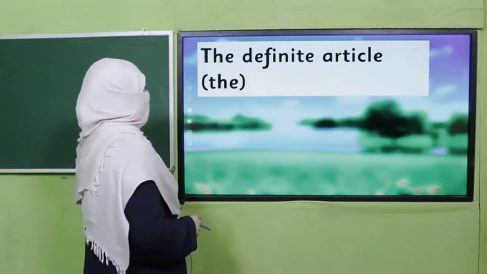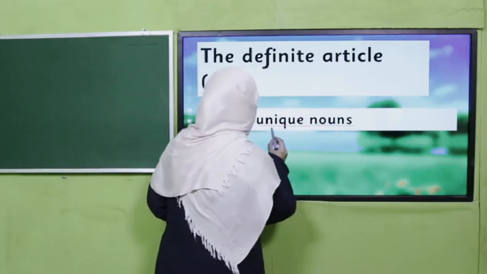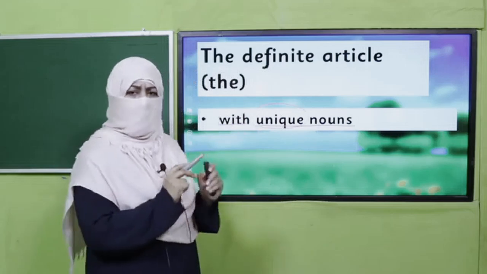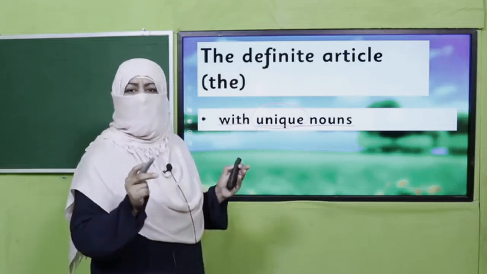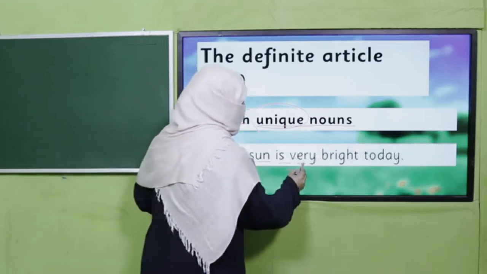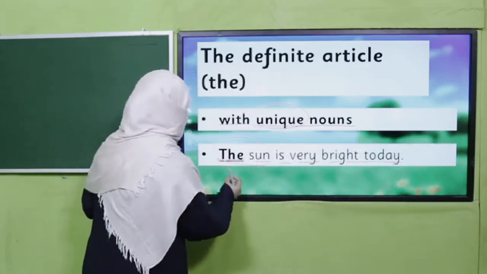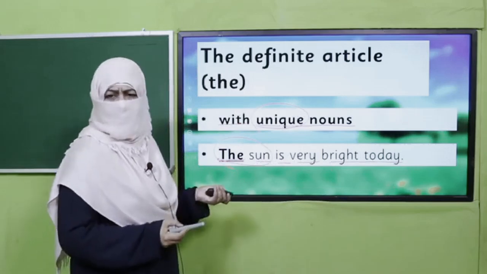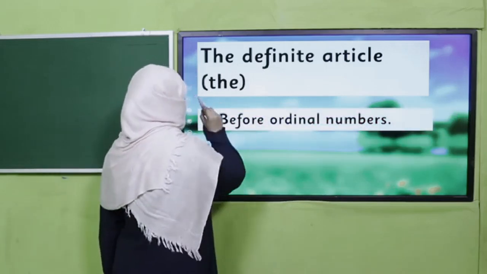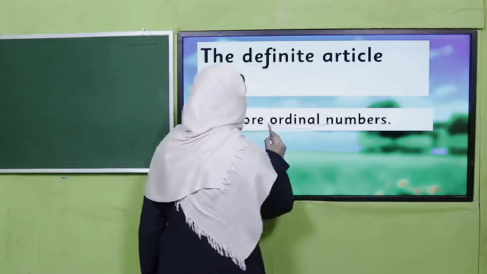All right. The next use is we use the with unique nouns. And what does unique mean? One and the only, which does not have any match. For example, the earth, the moon, the sky, etc. So the sun is very bright today. The sun, it's a unique noun. It's very simple. And we use the definite article the with ordinal numbers. I hope you remember ordinal numbers.